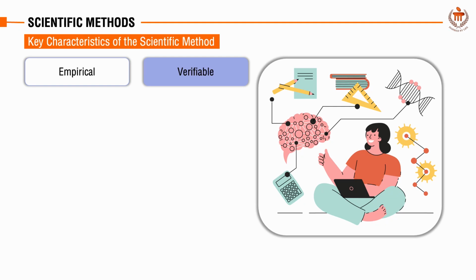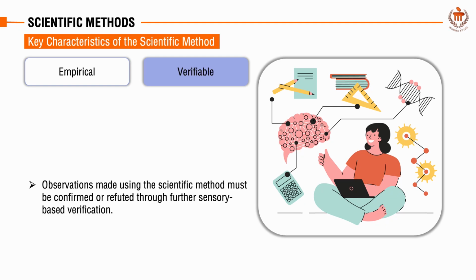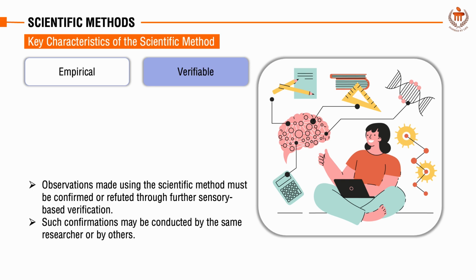Another key characteristic of the scientific method is that it is verifiable. Observations made through the scientific method must be verified or disproved through further sensory-based testing. These verifications can be carried out by the same researcher or others. When multiple researchers achieve similar results using the same methods, the findings gain credibility. This replication process reinforces confidence in the researcher's scientific validity. As a result, revelations and intuitions are excluded from the scope of the scientific method.